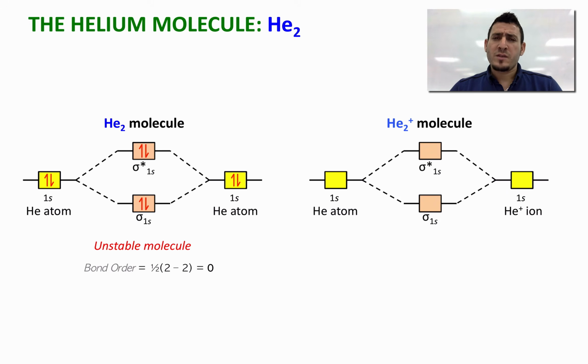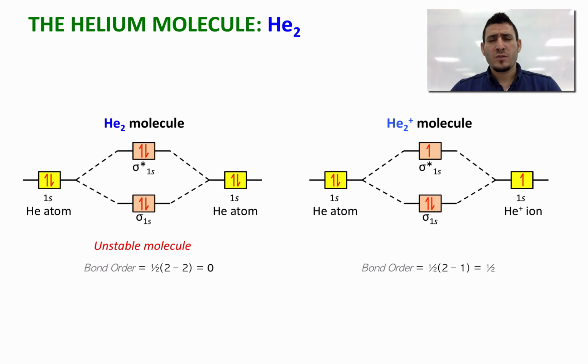However, if we consider now the He2 plus ion, now we have 2 electrons for the helium atom and 1 electron for the helium ion. And combining these 3 electrons, we will fill 2 electrons in the sigma 1s and 1 electron in the sigma star 1s. If we find the bond order, we can see that we have 2 bonding electrons and 1 antibonding electron, and this will result in a bond order of a half.